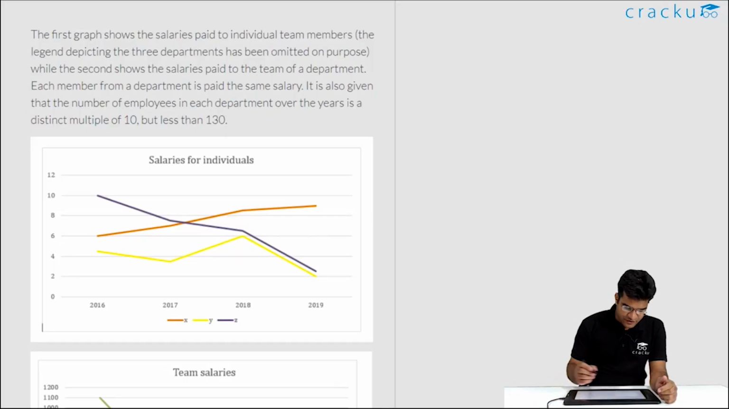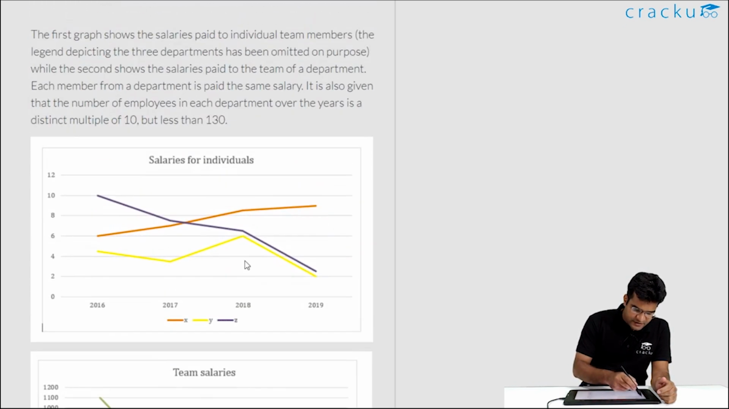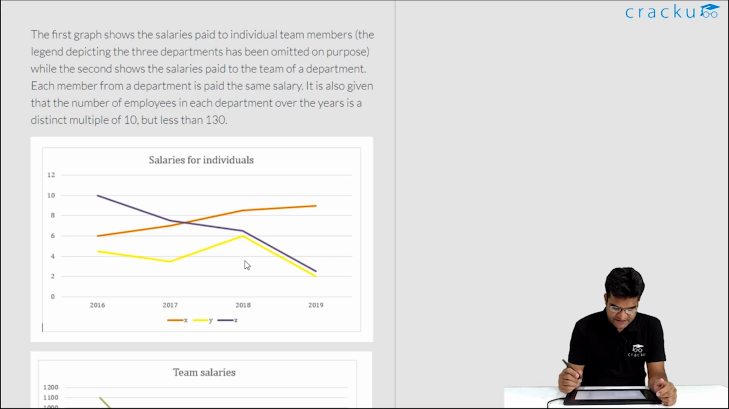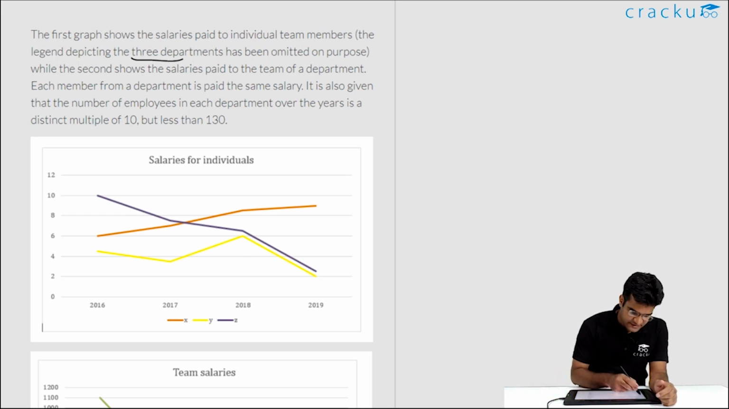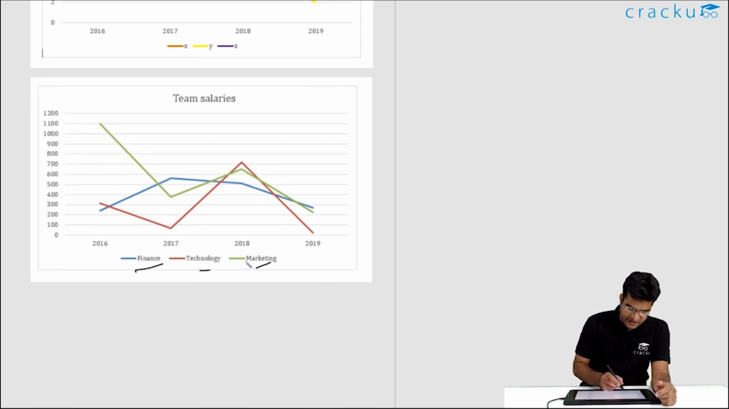In this question, we are given two graphs. One depicts the salaries of the individual, and the next one depicts the team salaries. To understand this better, there is an office, and the office has different departments. There are 3 departments in the office. The names of the 3 departments are given in the second graph. It is finance, technology, and marketing.